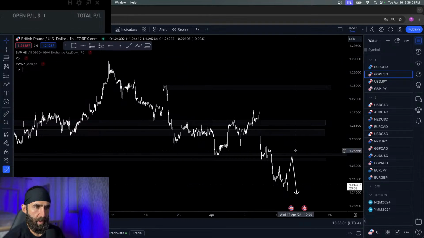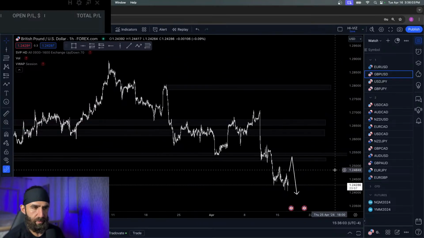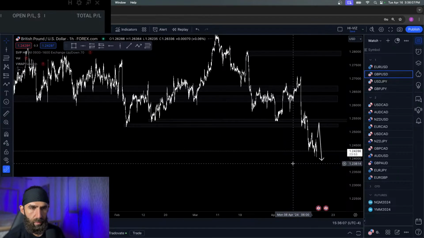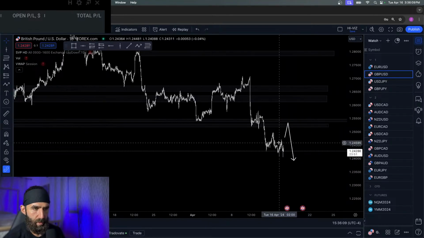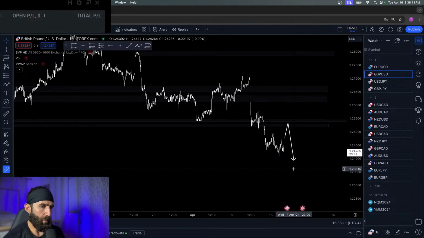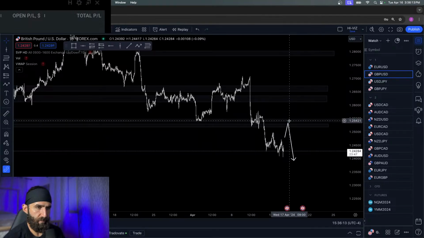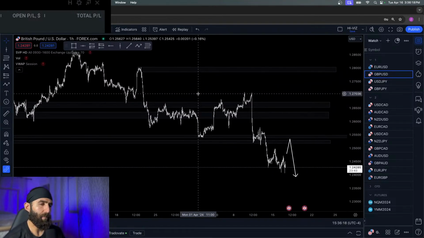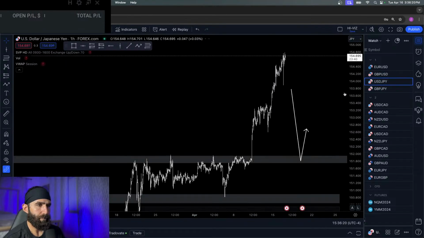Downtrend on GBP/USD, very similar setup to EUR/USD. Looking for it to pull back up and then continue down. Maybe it just drops from here. We don't know, but I think we're likely to see some form of a pullback. As you can see, after the big push down, it does like to pull back. That's just general market structure.